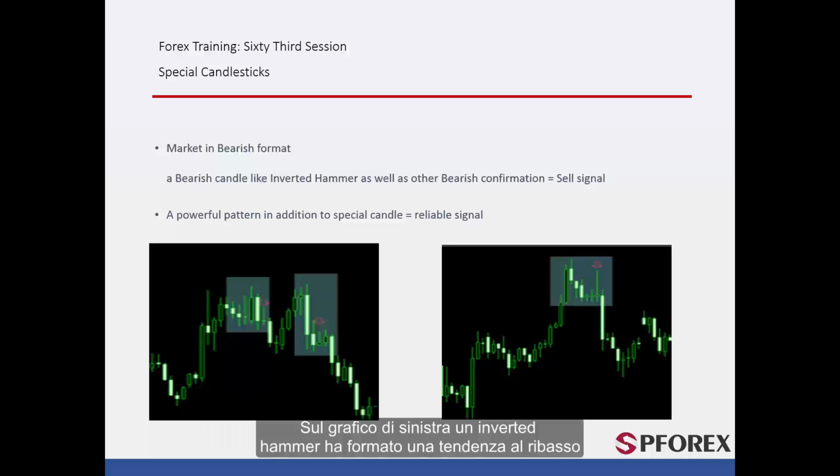On the left graph, an inverted hammer has formed on a downward trend. Another inverted hammer on this downtrend has formed. Thus, a trader could place a sell order on these spots. On the right graph, an inverted hammer has formed on a downward trend, followed by a continuous decline. So, an inverted hammer generates continual signals on a downward trend.